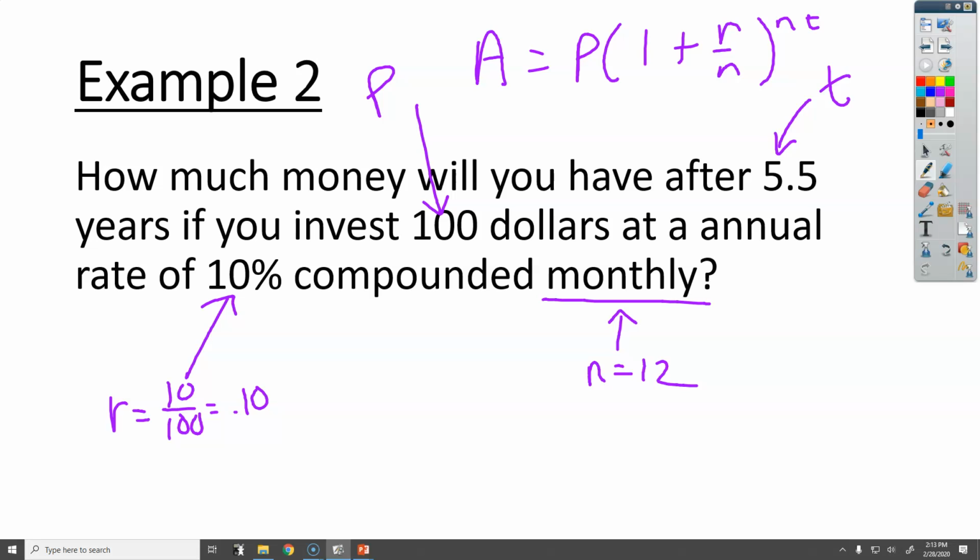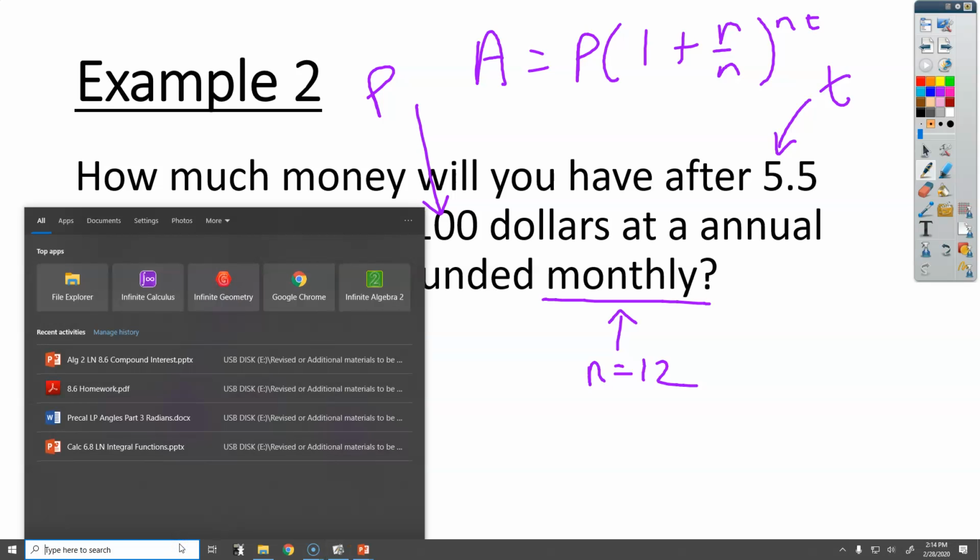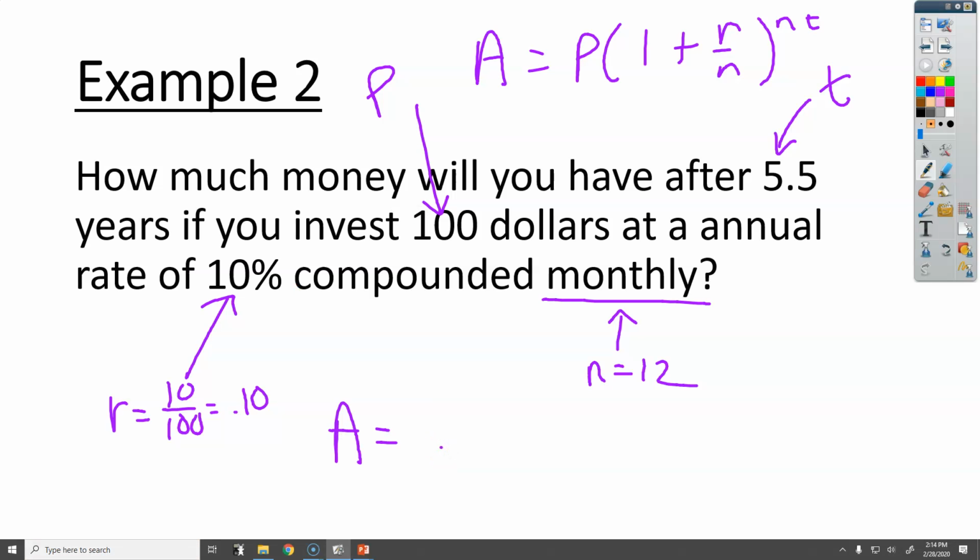Okay? So here we go. Notice that I don't know what A is. Are any of these numbers labeled as A up here? No. So A, the final amount, which is what I'm trying to find, is the P, which is what? 100. 1 plus R? 0.10 over? Because we're breaking that percentage rate up into 12 months. And they're going to give it to me 12 times a year for how many years?